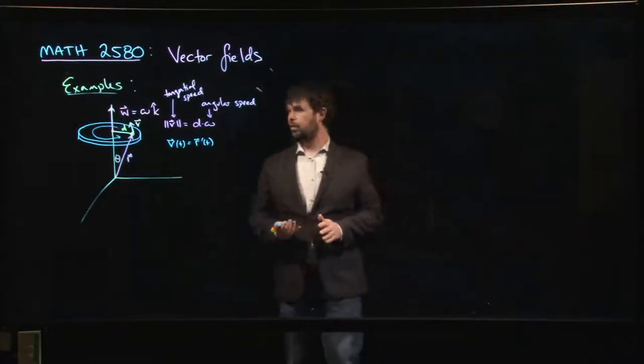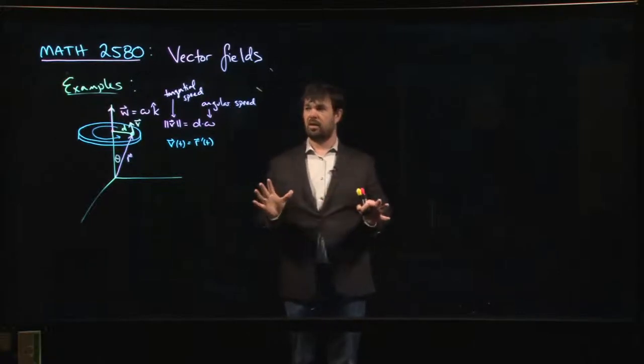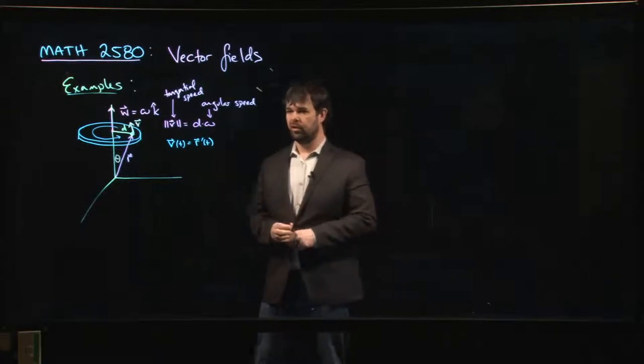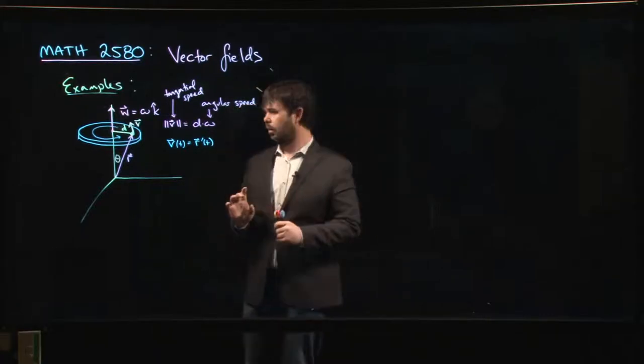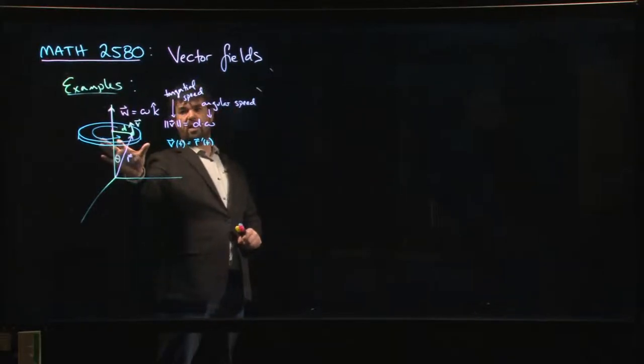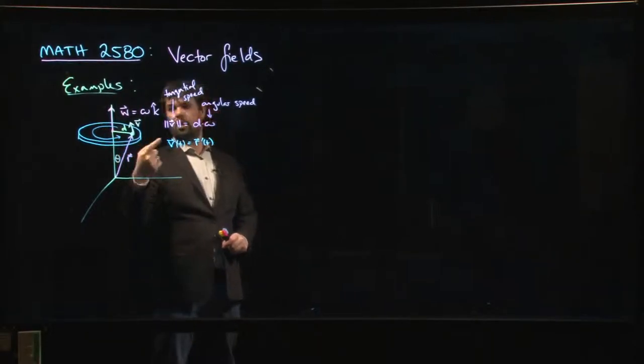All right, so here's another example that's an attempt to try and understand exactly the meaning of curl. This is borrowed from an exercise in Stewart's calculus textbook. So the picture here is that you've got a spinning disc. This is some kind of rigid body, some solid, spinning around.